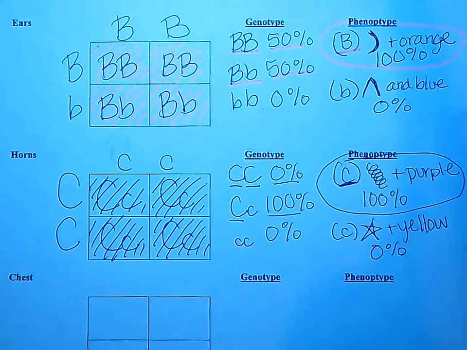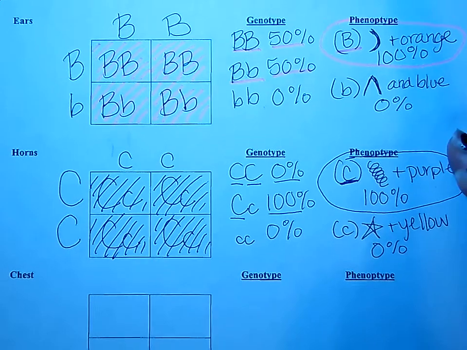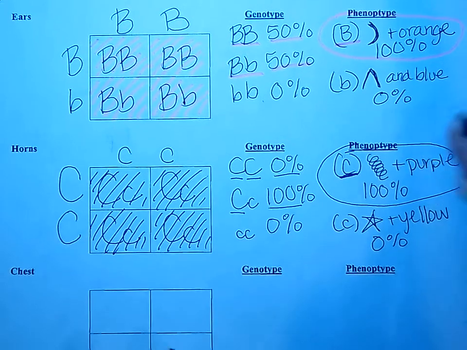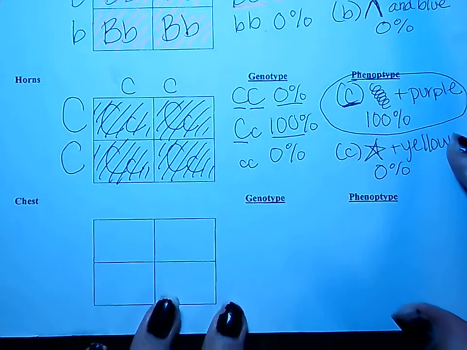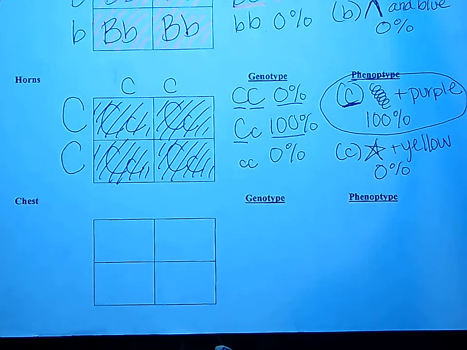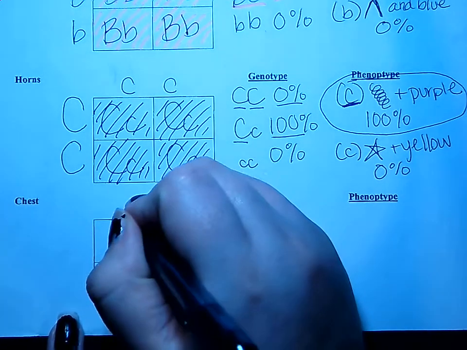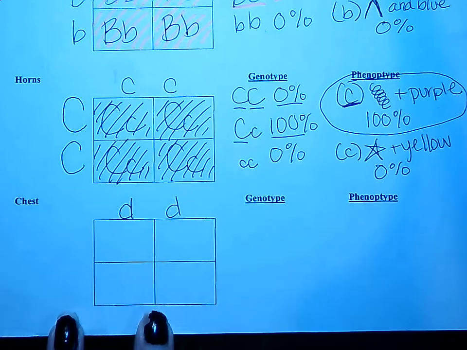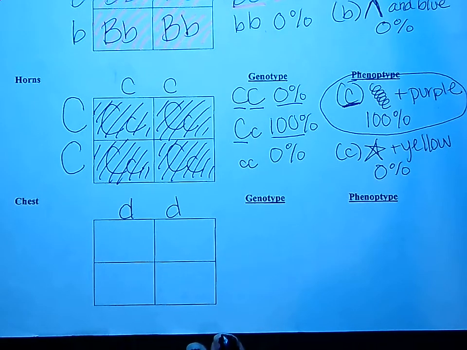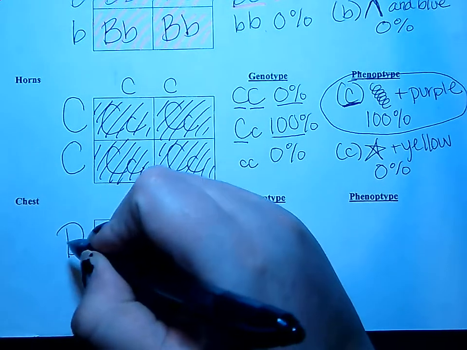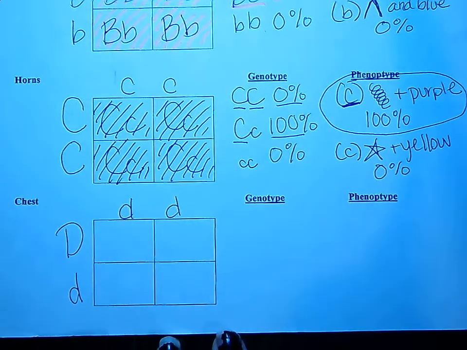All right, now we're going to kind of do his chest or shirt kind of looking area on his body. This is the last one. So mom was homozygous recessive. So we're using the letter D, so little d, little d. Dad was heterozygous, so capital D, lowercase d. So now we match it up.